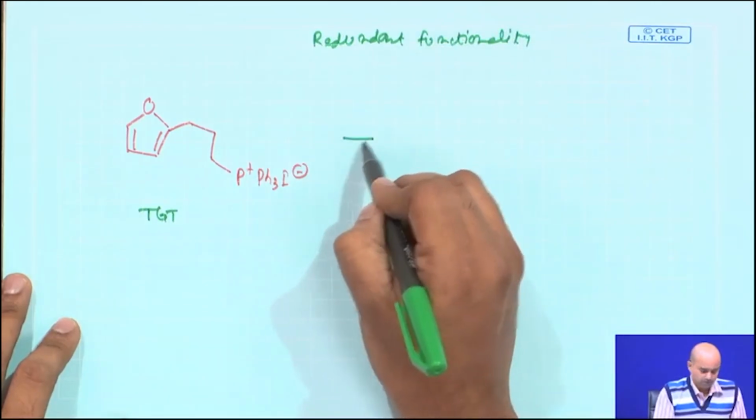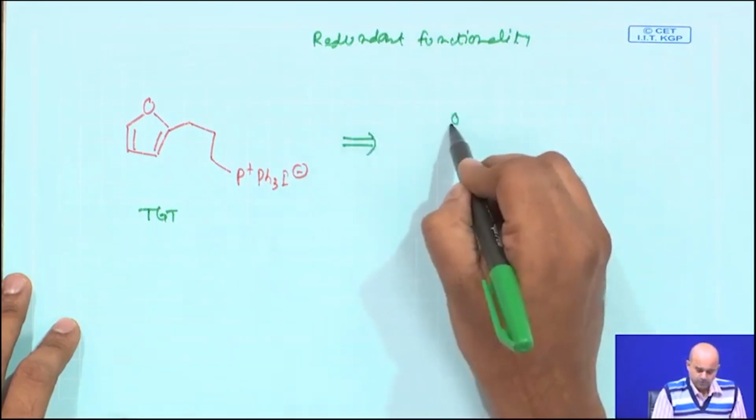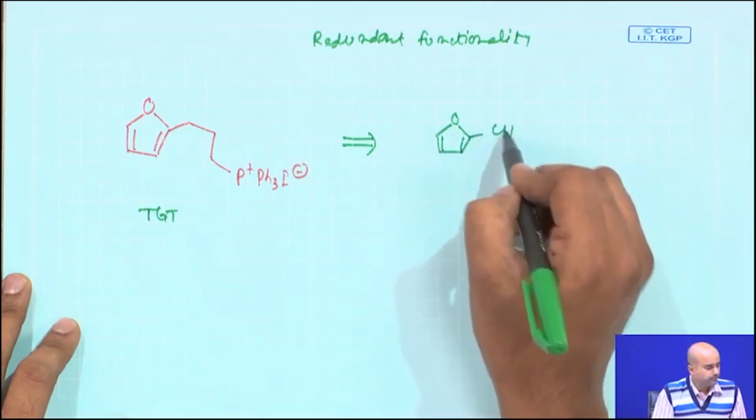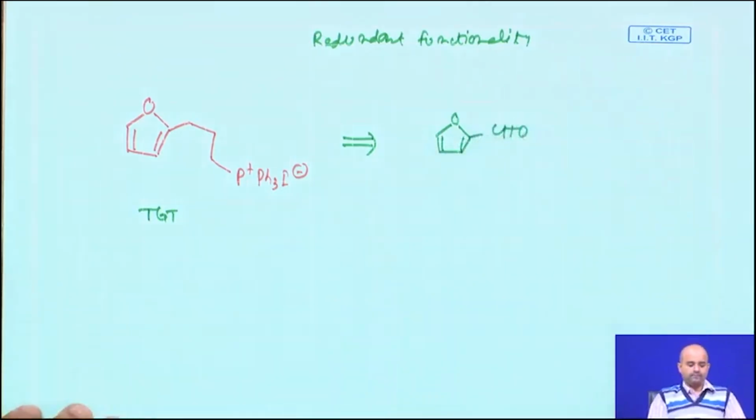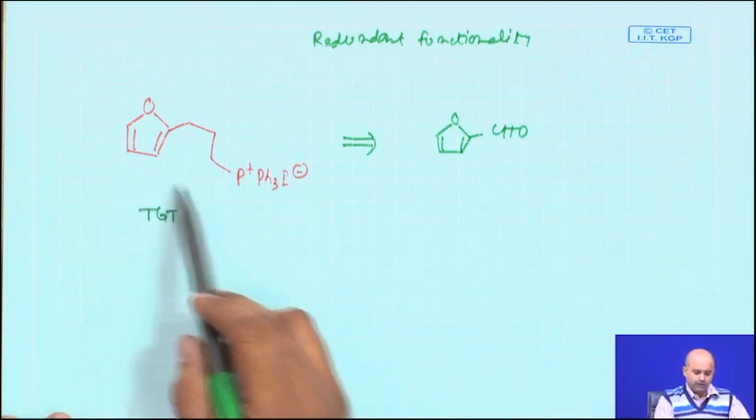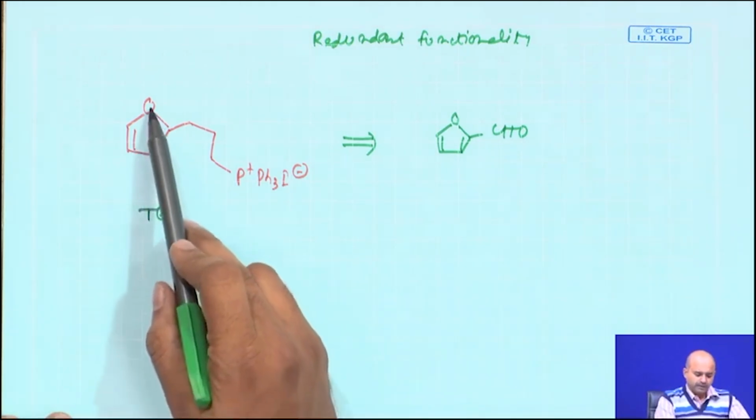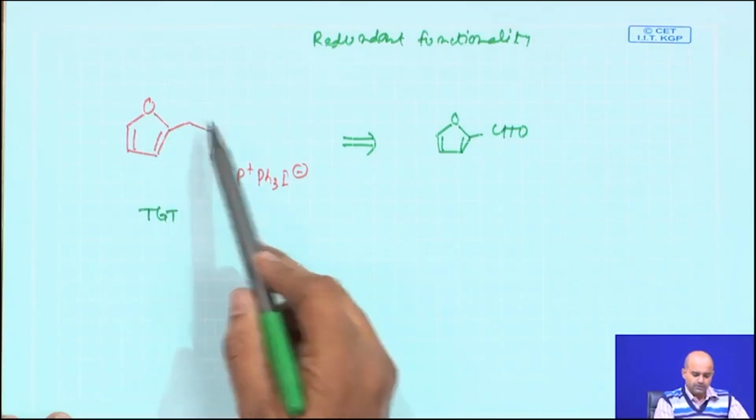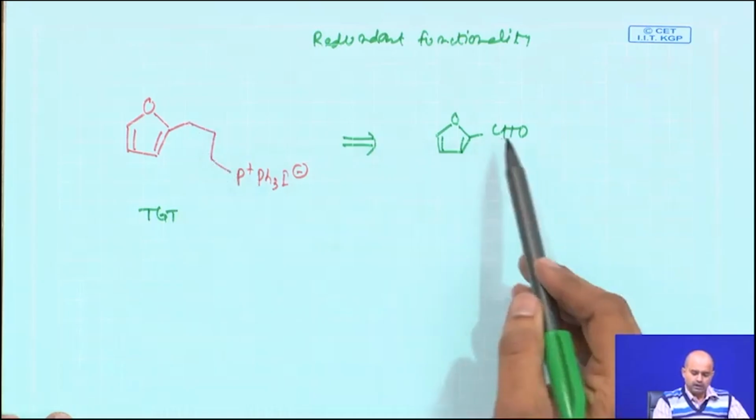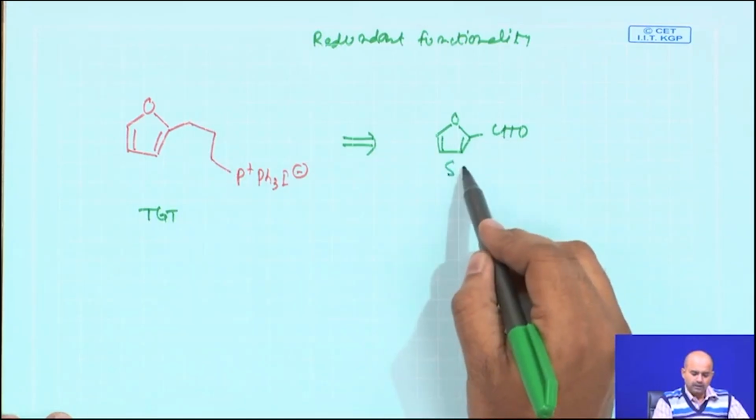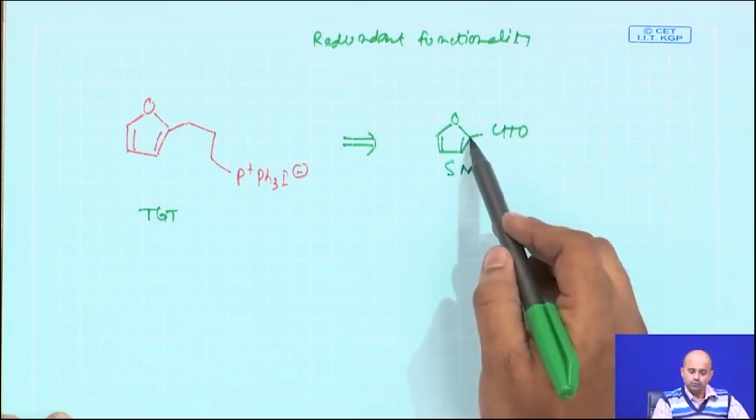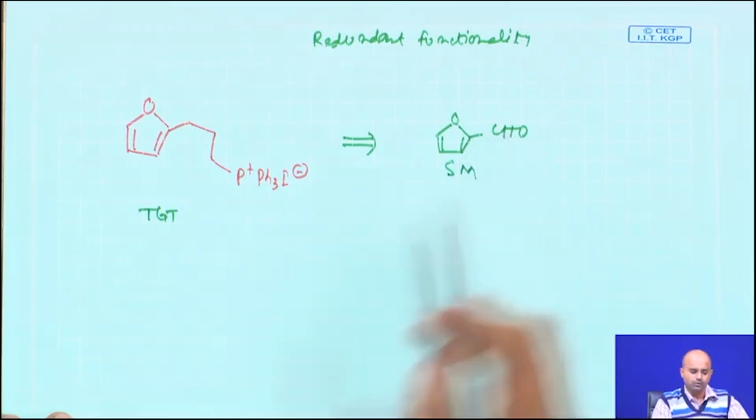The starting material which was given to you is this one. Now, if you try to correlate, this compound has a furan ring and at the 2 position you have 3 extra carbons, CH2, CH2, CH2, and the starting material is furfural. At the 2 position of the furan, you have this aldehyde group.